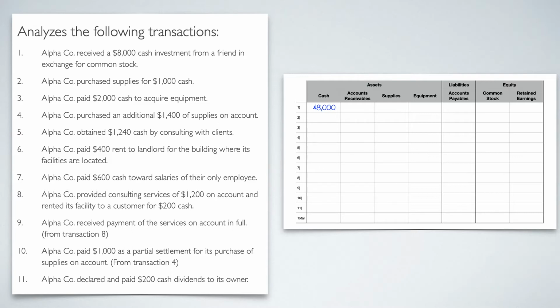So we have to have something else here. And so the other side of this would be common stock. Our common stock is also going up by 8,000. The investment in our company is going up. So I'm going to also add 8,000 under common stock.